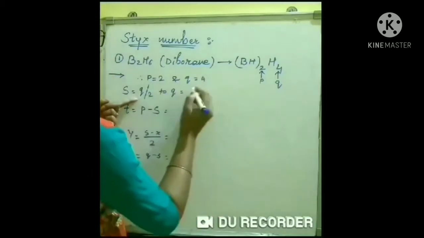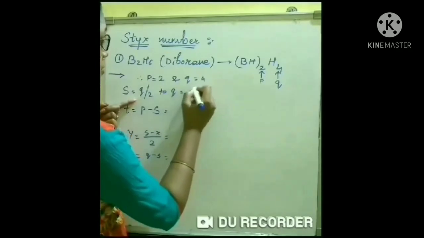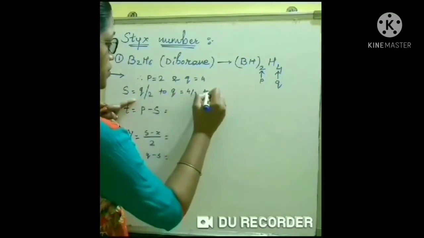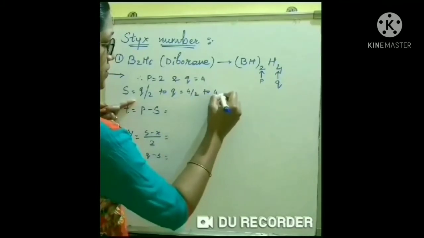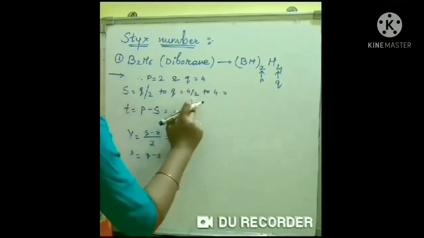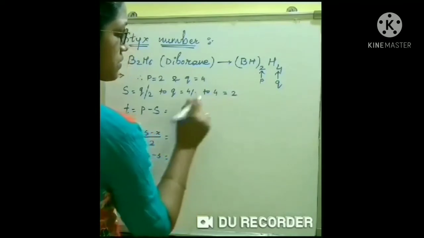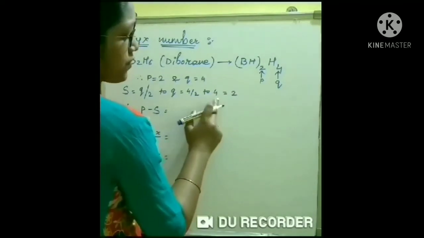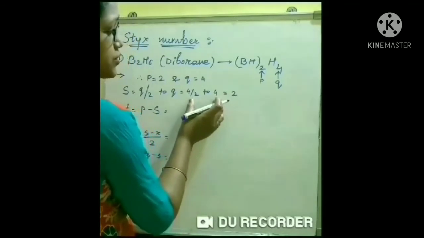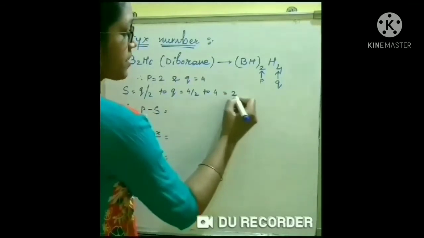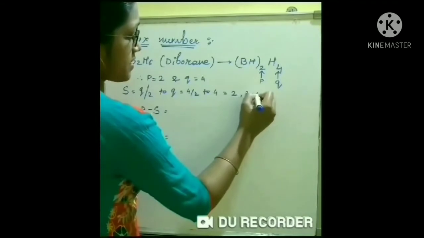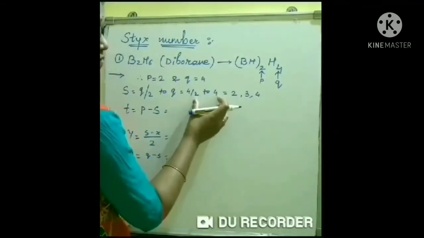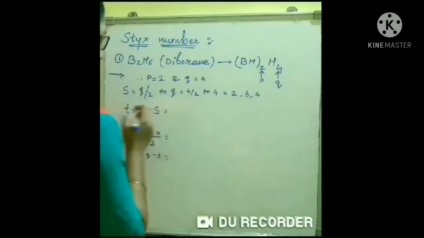Here, Q by 2. What is the value of Q? It is 4. 4 by 2 is 2. Again Q, that is 4. Then 2 to 4 means the numbers between 2 and 4 should be written here: 2, 3, 4. These 3 numbers come between 2 and 4. So it is written here.